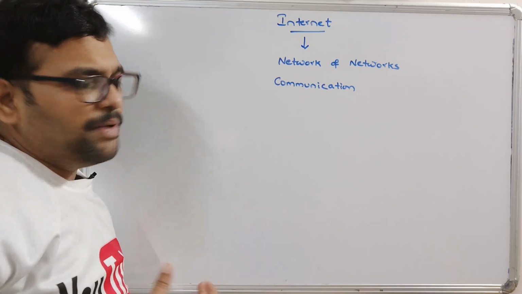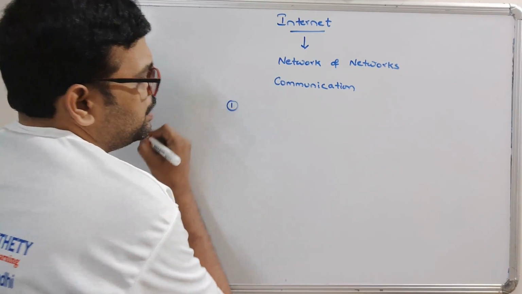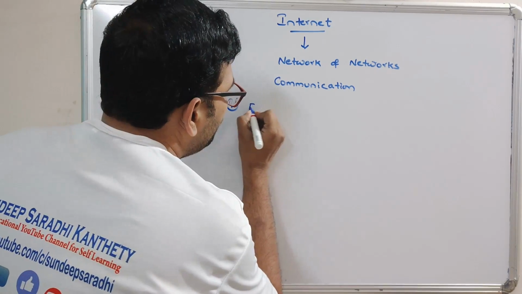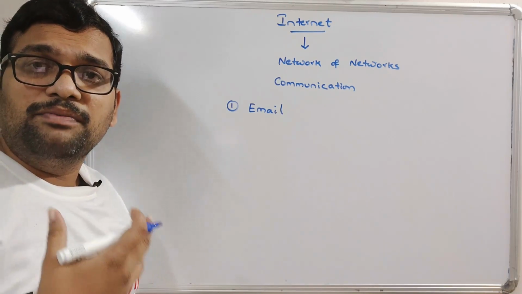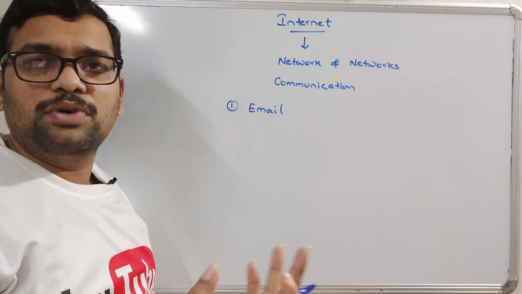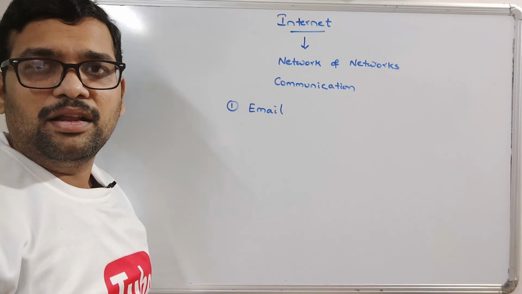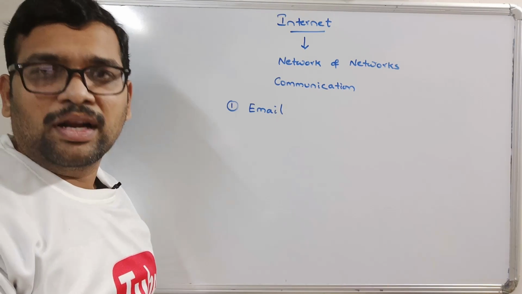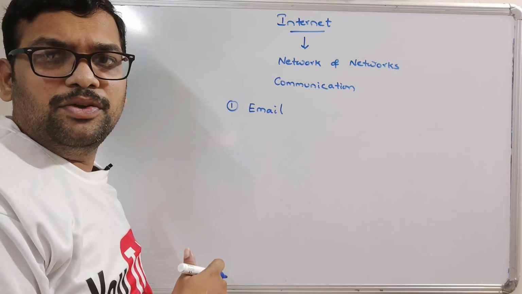So what are the applications? What can we do using the internet? The first thing is email. The best thing is email. We can have virtual communication between one system and another system. That means we can share content through electronic mail, right? From one computer to another computer. That's the main purpose we use the internet.